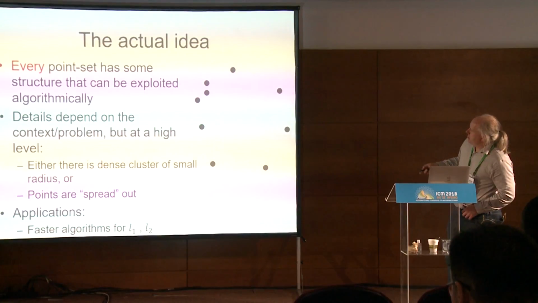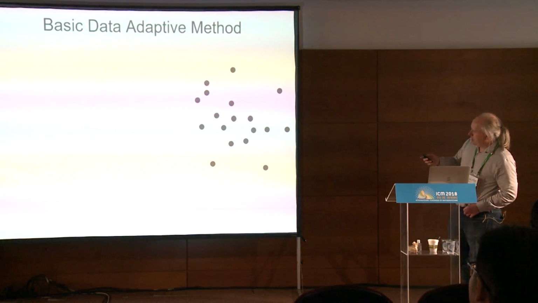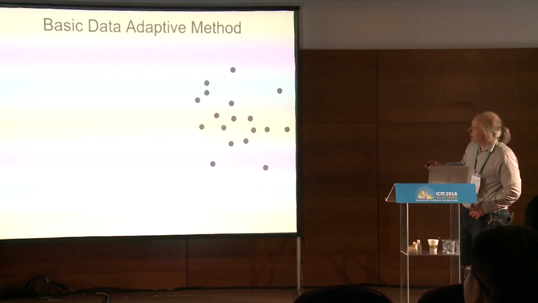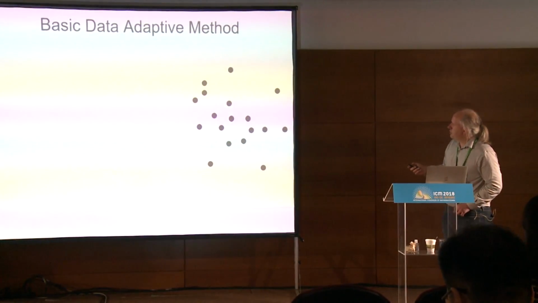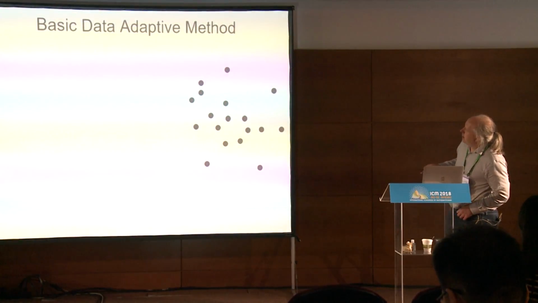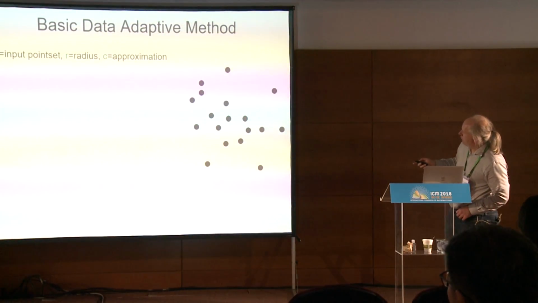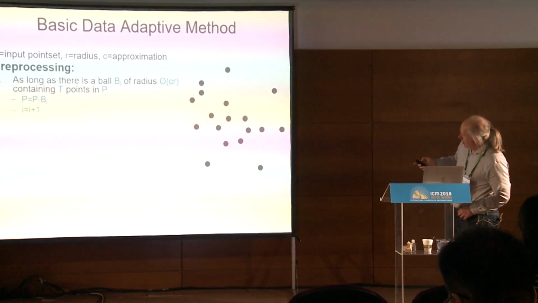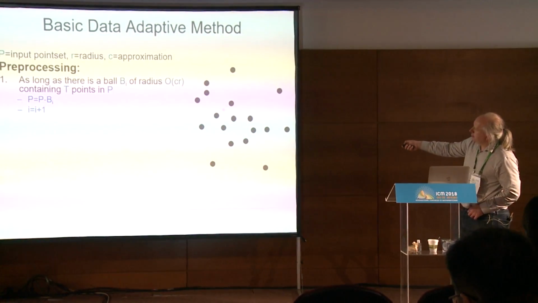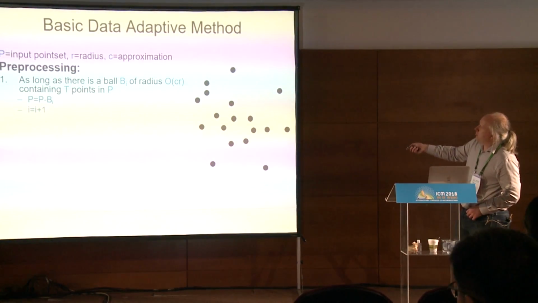And as we see, this leads to both faster algorithms and more general algorithms, right? So let's see how you can get faster algorithms using this approach. All right, so here is the simplest example of what you can do. Well, you take your data set and you start from preprocessing.